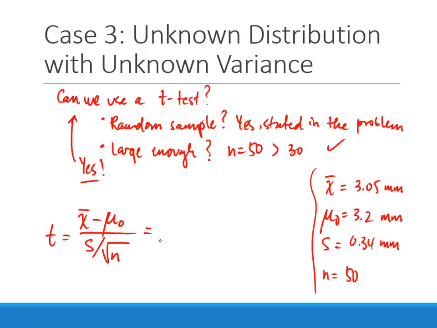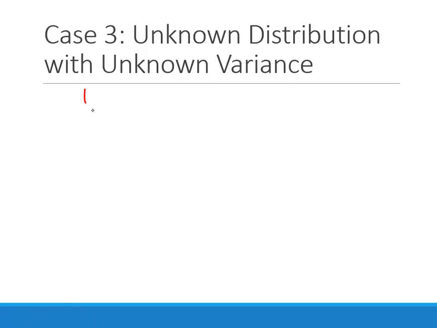Okay, anyway, so we have everything we need here to calculate this test statistic. So this is 3.05 minus 3.2 over... and if you work that out, you should get negative 3.12. Okay, so here our test statistic t is negative 3.12.